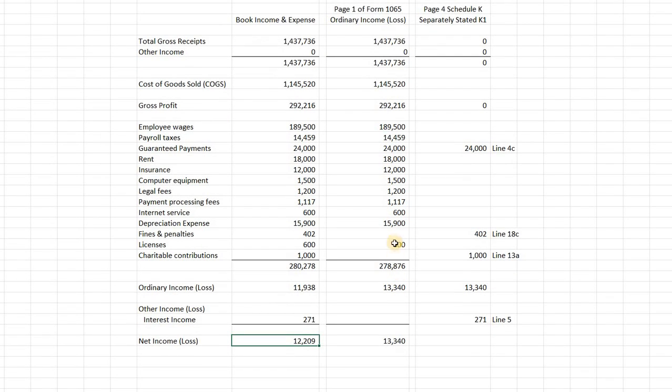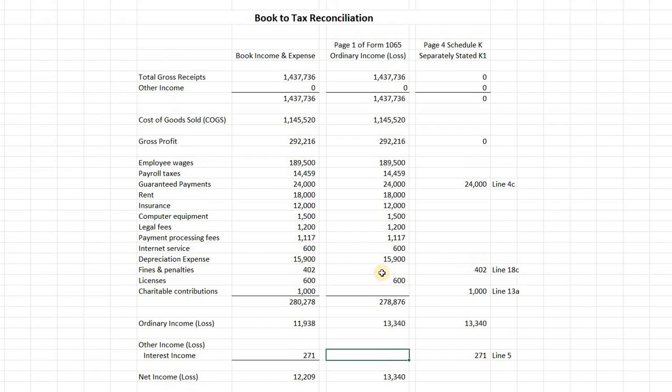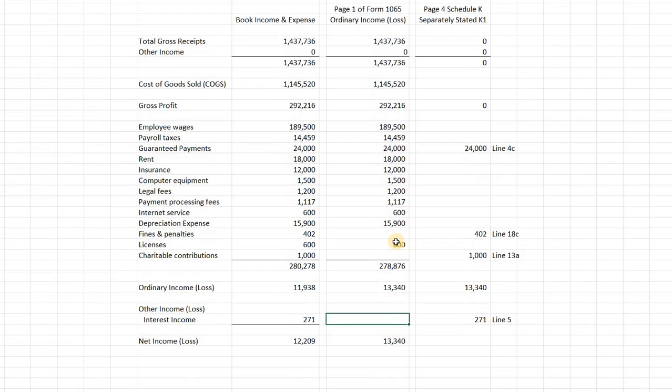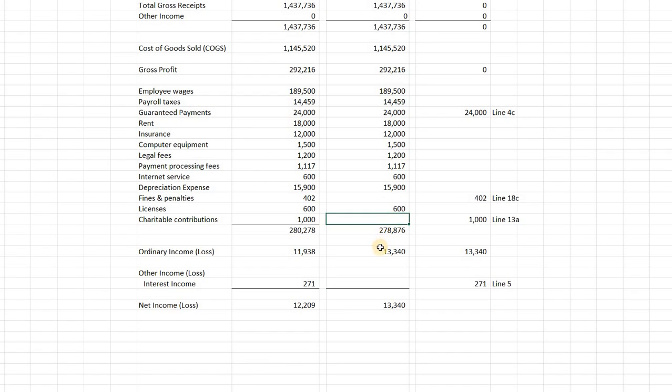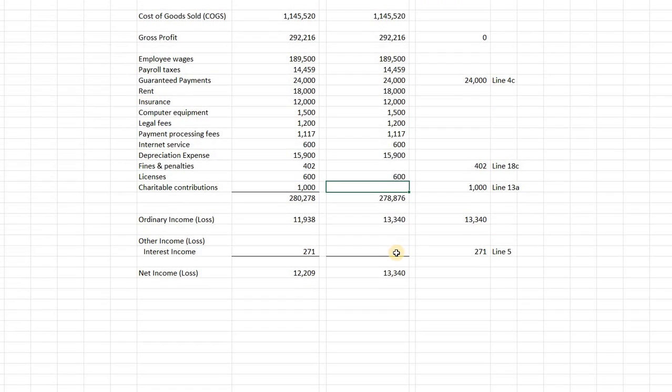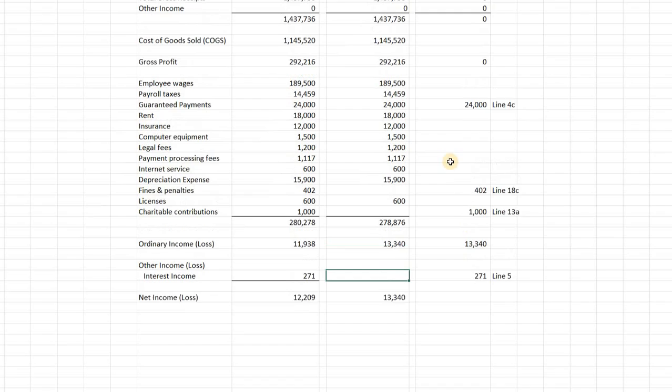The items that we're pulling out are the fines and the penalties and the charitable contributions and then the interest, right? So remember, fines and penalties are not deductible, so I can't include them on page 1. It'll be just recorded as a non-deductible expense. The charitable contributions aren't included in page 1 because they have to be separately stated. So that'll be separately stated on Schedule K. And then the interest, right? So the interest income, the portfolio interest income we have here from the bank account, that's not included on page 1 either. That's going to be separately stated on Schedule K.